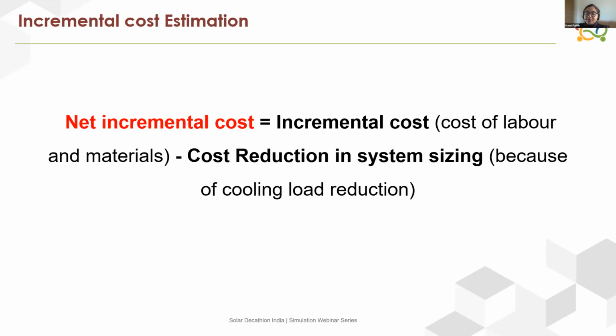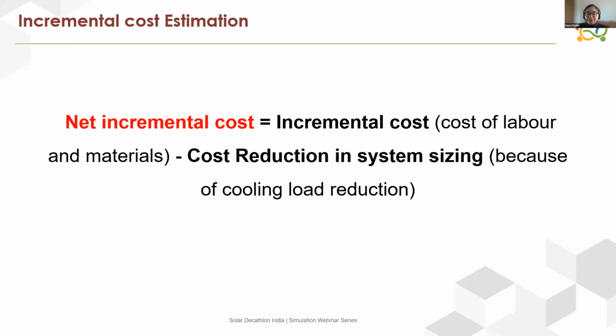In the last webinar, we saw that energy conservation measures have a significant impact on the cooling loads of a building. For example, what we saw earlier was that glazing of U value 2 as compared to single glazing with U value of 5 would reduce your cooling load by roughly around 15 to 20%. So that is going to be your savings in HVAC system sizing. So while calculating the cost of an energy conservation measure, it is important to account for the reduction in the cost of the HVAC system.